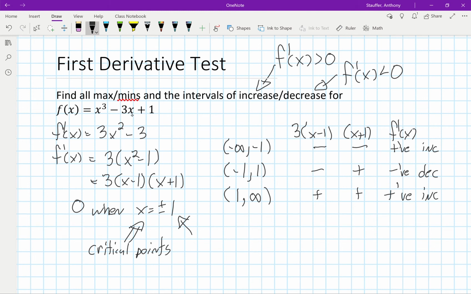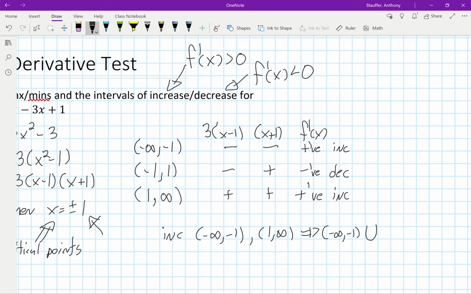So my intervals of increase and decrease are pretty obvious at this point. My increase is going to be from negative infinity to negative 1, or subsequently from 1 to infinity. Now, sometimes you may see this written in set notation, and what they're going to use in between is a big U, the union symbol. It basically just means "or," but for my purposes, either one of these would be completely fine. Then my interval of decrease is just going to be from negative 1 to 1.